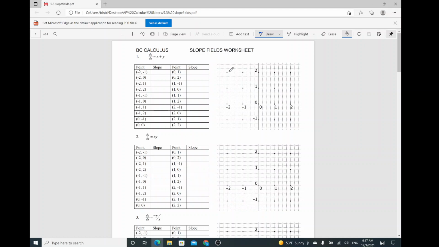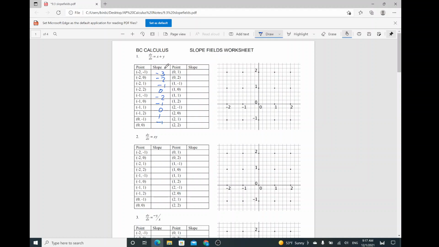Normally we select integers, such as -2, -1, 0, 1. When we plug in those numbers, we have -2 plus -1, that'll be -3. -2 plus 0, -2. -2 plus 1, -1. -2 plus 2, 0. -1 plus -1, -2. -1 plus 0, -1. -1 plus 1, 0. -1 plus 2, 1. And 0 plus -1, that'll be -1.